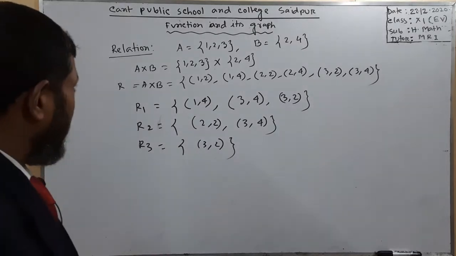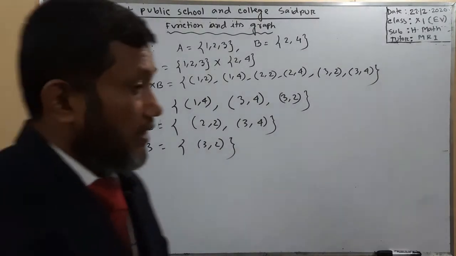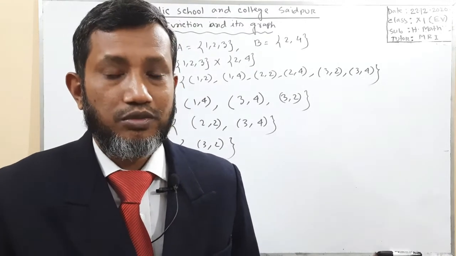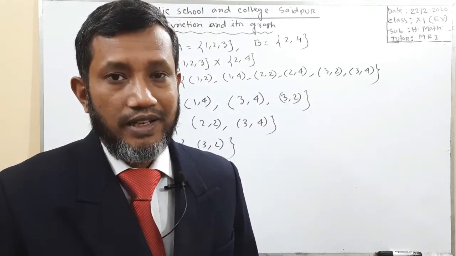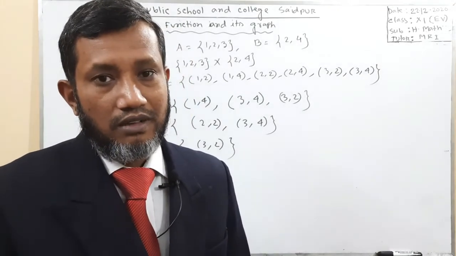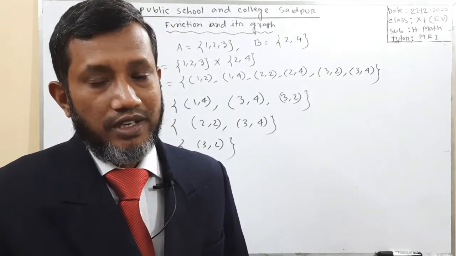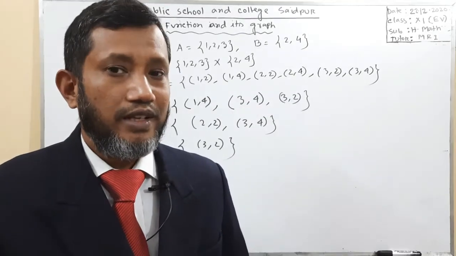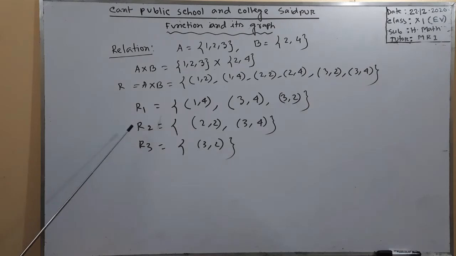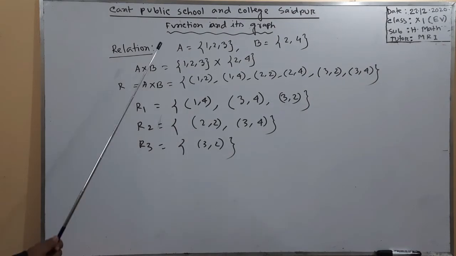So what is the definition of relation? If A and B are two sets, the Cartesian cross product A cross B and its non-empty subset is called a relation from the set A to the set B. Here R, R1, R2, R3 are relations from the set A to the set B.